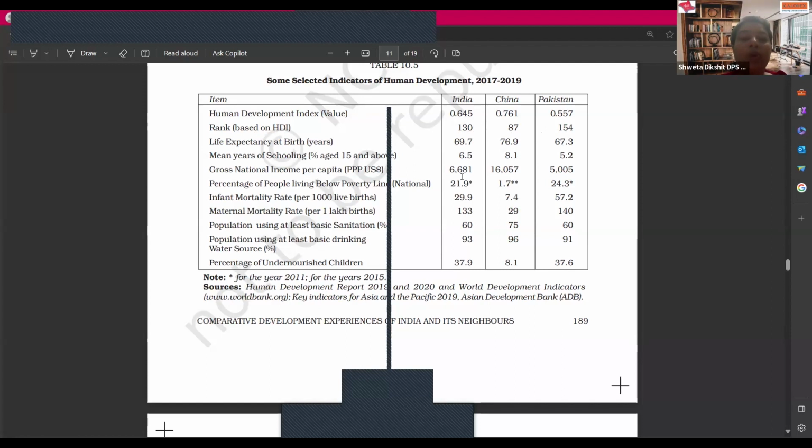Mean years of schooling and all the other things you must observe, but now I'll move to the very important thing, that is the infant mortality rate. Here you can see that it is 29.9 in India, whereas it is only 1.7. Although you must be thinking how can it be a fractional number when it is infant mortality rate? But yes, it is as per the statistical analysis. And you can see 7.4 in China, and in Pakistan it is 57.5.